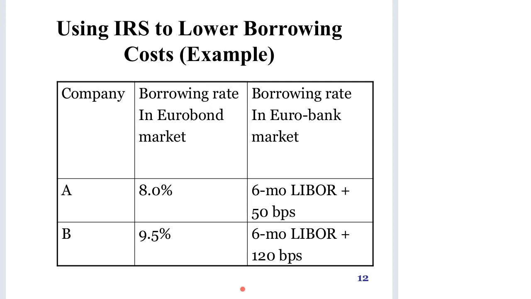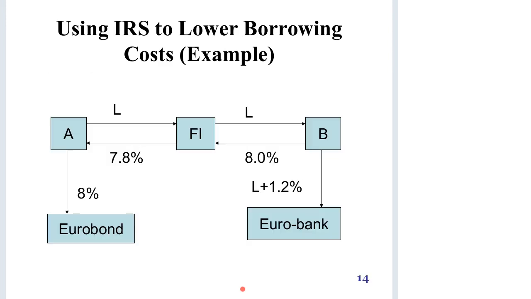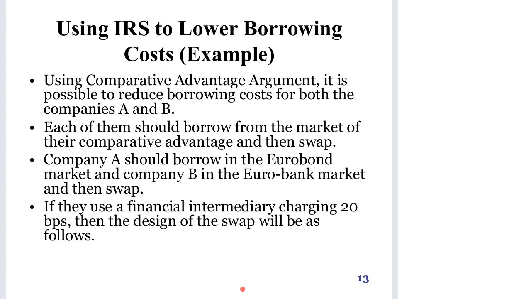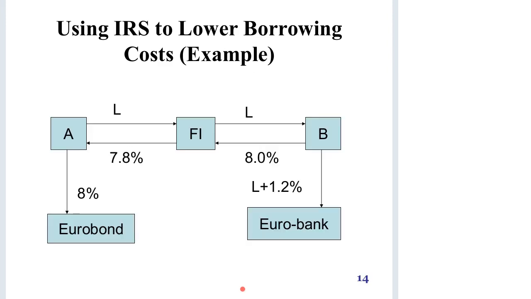Company A's net cost finally should become 6 month LIBOR plus 20 basis points. Company B's cost should become 9.3%. Sorry, 9.2%. Let's see if that happens. This is what happens. I make company A borrow at the fixed rate market. So if we look at the downside out here, company A borrows at 8%.